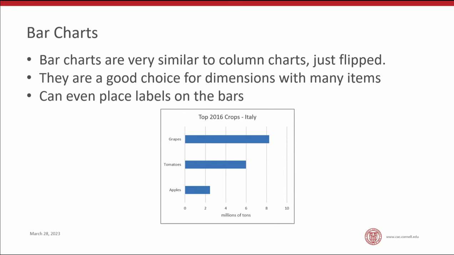And in fact, what some software will let you do is put the labels right on top of the bars, which can actually help the viewer see things, and it can save you some of your horizontal space if you've got a large range of bar lengths.